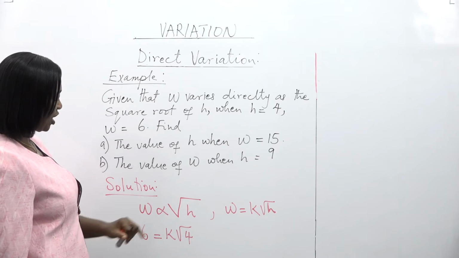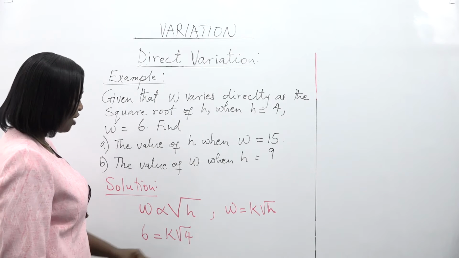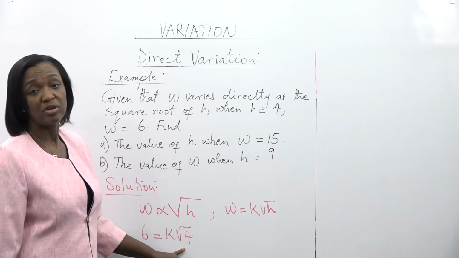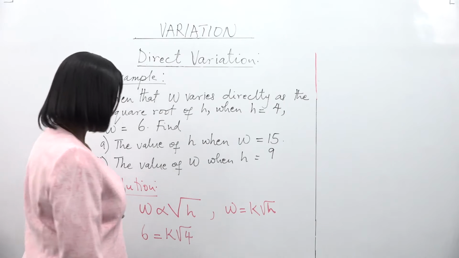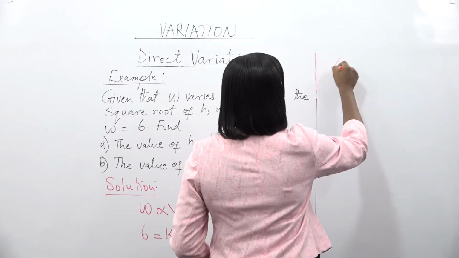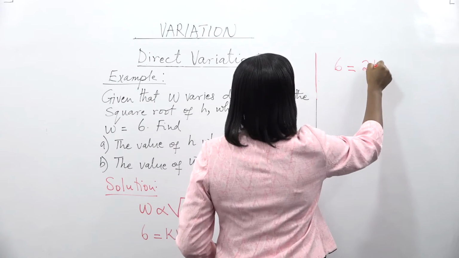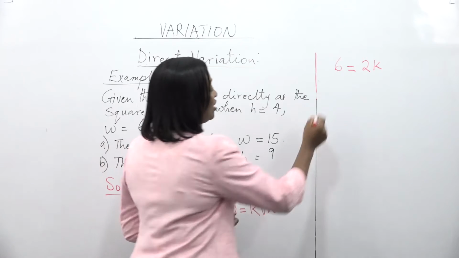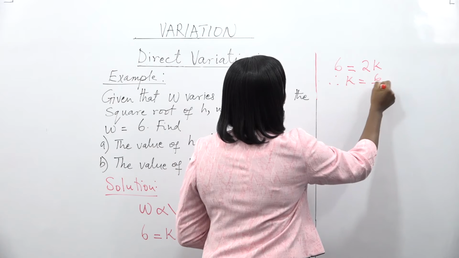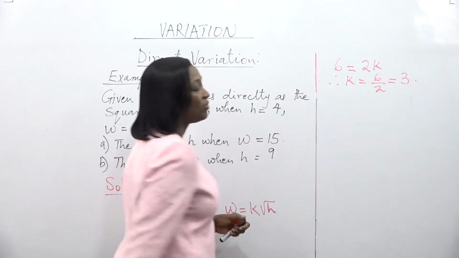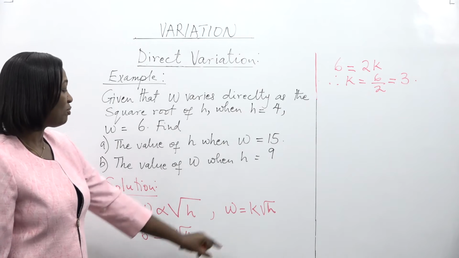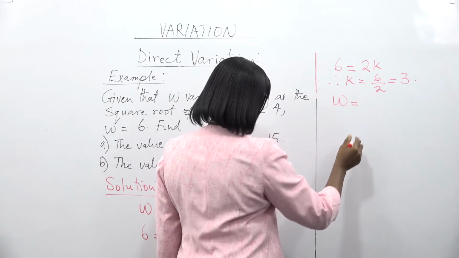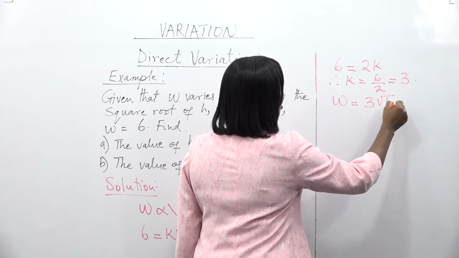If we have 6 is equal to k root 4, how do we find root 4? Root 4 is simply the square root of 4, which is equal to 2. So 6 is equal to 2k. So if 2k is 6, what is the value of k? Therefore, k is equal to 6 over 2, which is 3. So now that we have the value of k, we can put that into the original equation. So that tells us that w is equal to 3 root h.